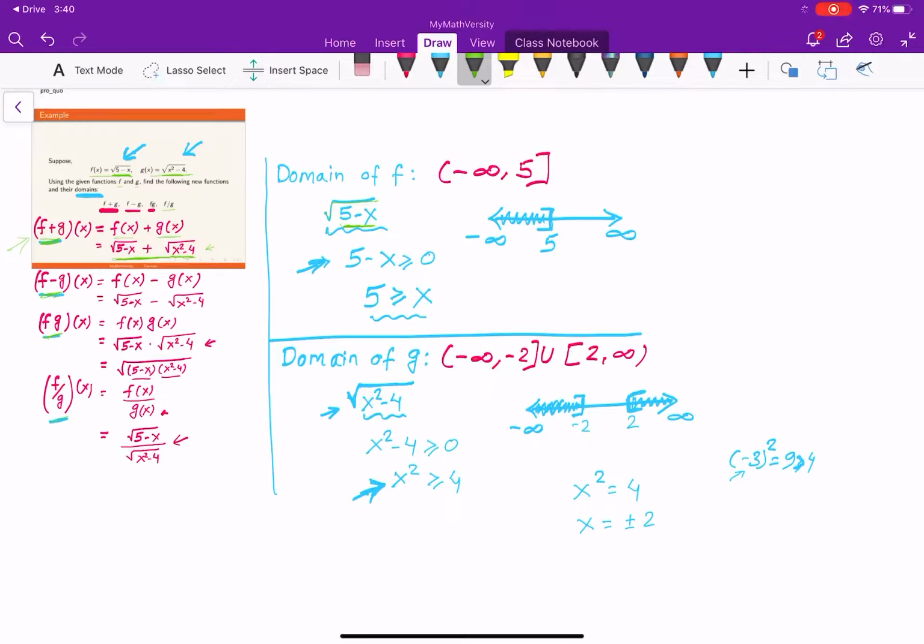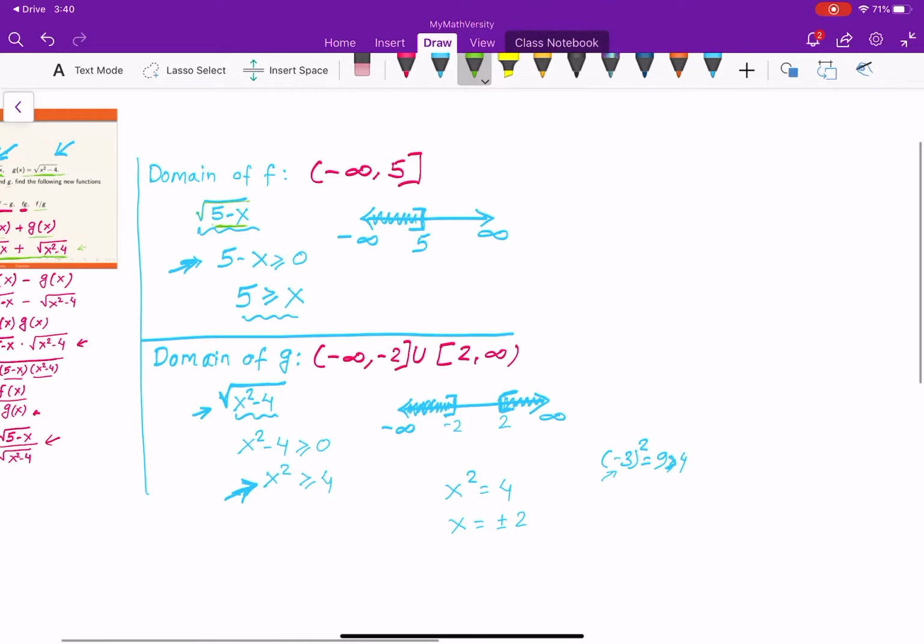The domain of the sum of the two functions is actually the common domain between the domain of f and the domain of g. That means whatever real numbers are in the domain of f, and whatever real numbers are in the domain of g, we just need to find the common real numbers between both domains. That's it. That will be the domain of f plus g.